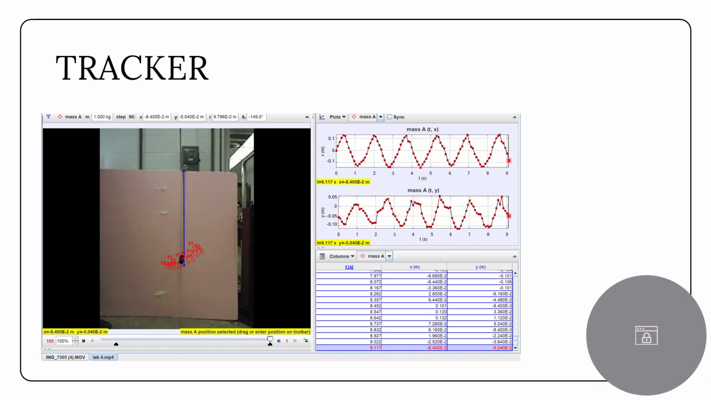Okay, here's my Tracker data. As you can see, it's not quite even. This is probably due to a tracking error. My point mass system is probably not completely even, but here it shows that the total time of the video was 9.11 seconds, which can then be used to find the period of oscillation and also the spring constant, as well as L0.